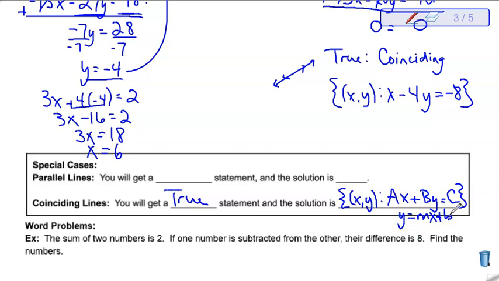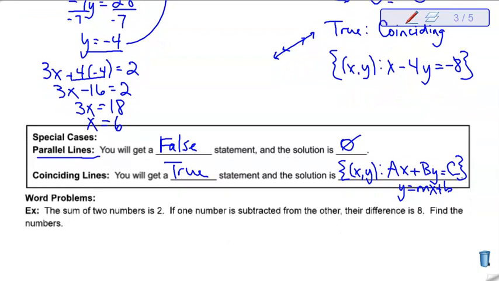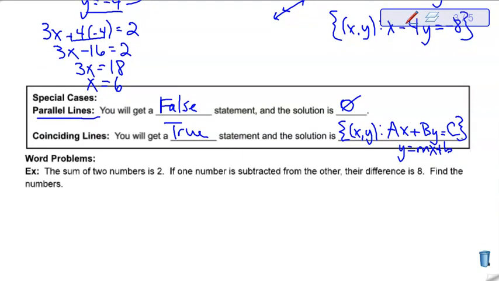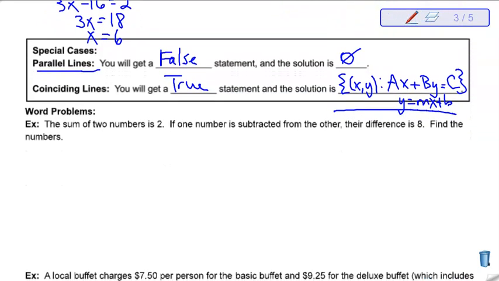Now, what happens if the statement we have is incorrect? Like I get 0 equals 4 or 5 equals 10. Those are false statements. And if we have a false statement, that's when we have those parallel lines and our solution is the empty set. Nothing is in common when we have those parallel lines. Okay, so intersecting we have the point. Parallel, there's no solution. Coinciding lines, there's infinite solutions for our system.